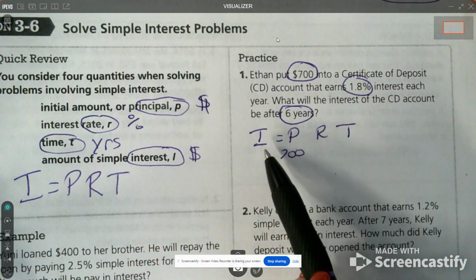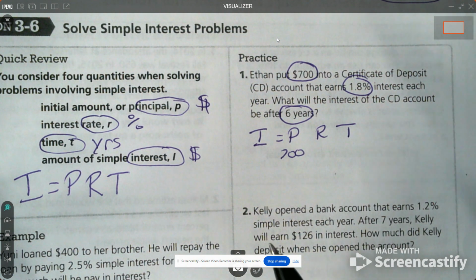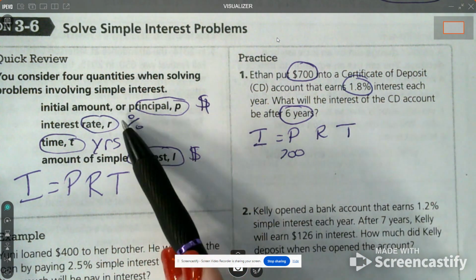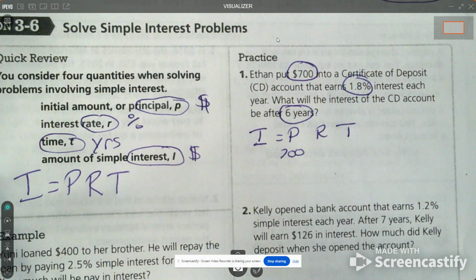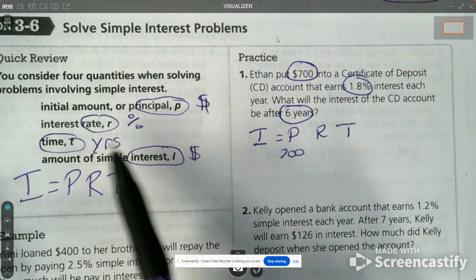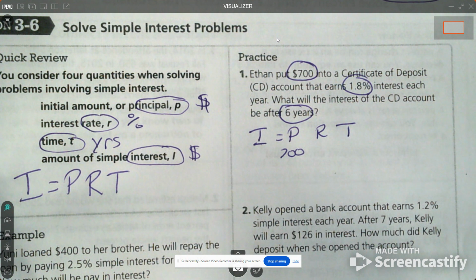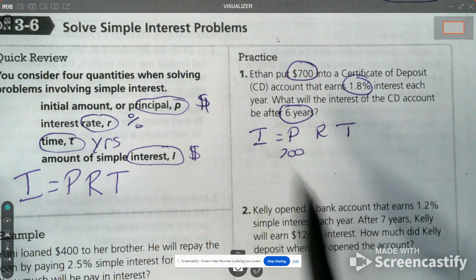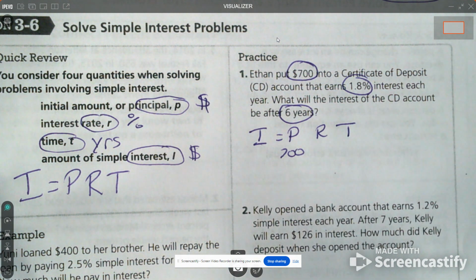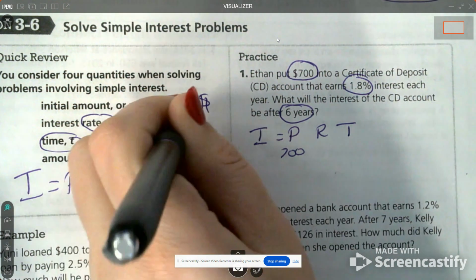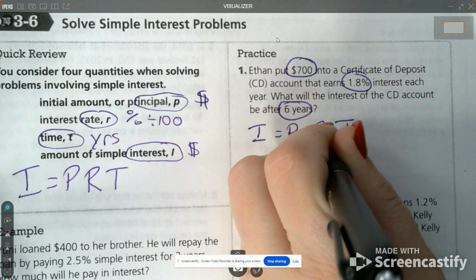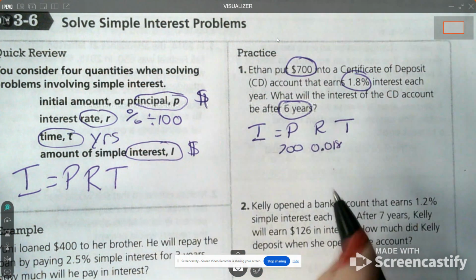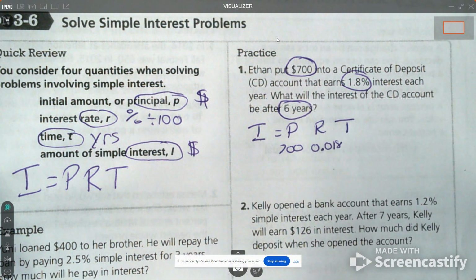Would the 1.8 be the interest, the rate, or the time, Jake? The percent, which one is percent? Which one's the percent? You have money, percent, years, money. The 1.8 is the percent, but where does it go down here? Does it go with interest, rate, or time? It goes with the rate. Now remember, just like every other time, you have to divide it by 100 to make it into a decimal. So this would really be 0.018 as my rate. And then finally, where does my 6 go, Miguel?